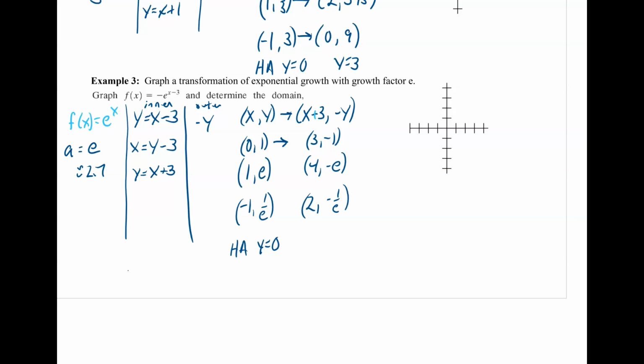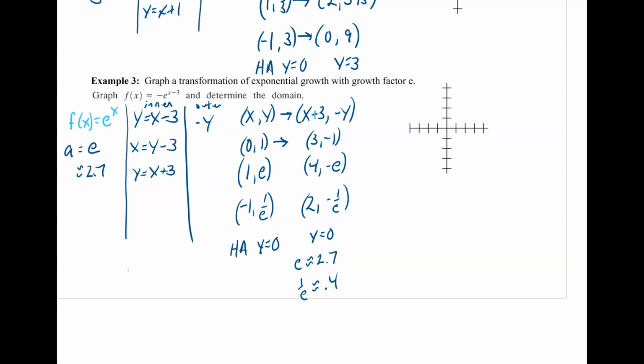And let's just keep in mind that e is about 2.7 and 1 over e is about 0.37. We're going to call it 0.4 for our purposes of estimating this on a graph. All right, so let's see. Oh, and the horizontal asymptote is still going to be at 0 because negative 0 is still 0. So the horizontal asymptote will still be y equals 0.